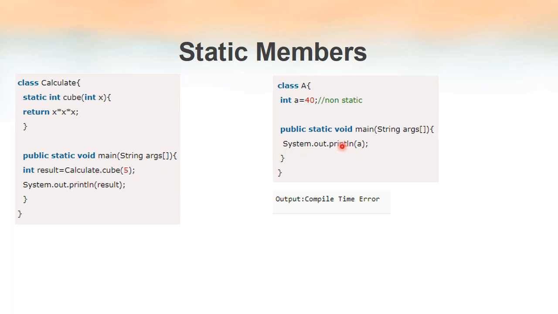See this example. I have declared a variable a and given the value 40. This variable is non-static. It is declared inside the class, but outside the main method. And I am trying to access that variable inside the main method. If I run this program, it will show a compile time error. Why? Because the main method is static, so it can access only static variables and call only static methods. That point you have to keep in mind.